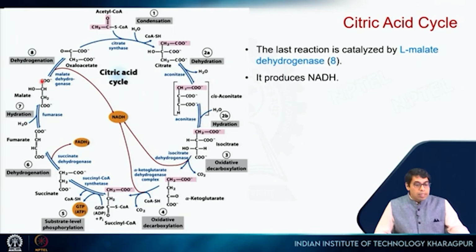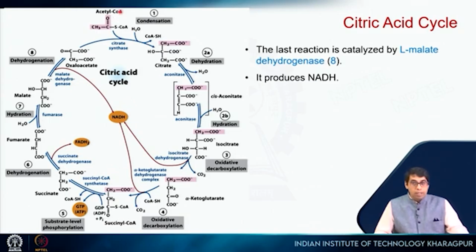The last step is catalyzed by malate dehydrogenase. So, again these are dehydrogenation reactions, right. Malate dehydrogenase produces oxaloacetate, and the electrons are again accepted by NAD, forming NADH. So, 3 molecules of NADH are produced, 1 molecule of FADH2 is produced, and this oxaloacetate that is formed in this step will be taken up by the next cycle of the citric acid cycle, right. So, it will again go into this cycle.